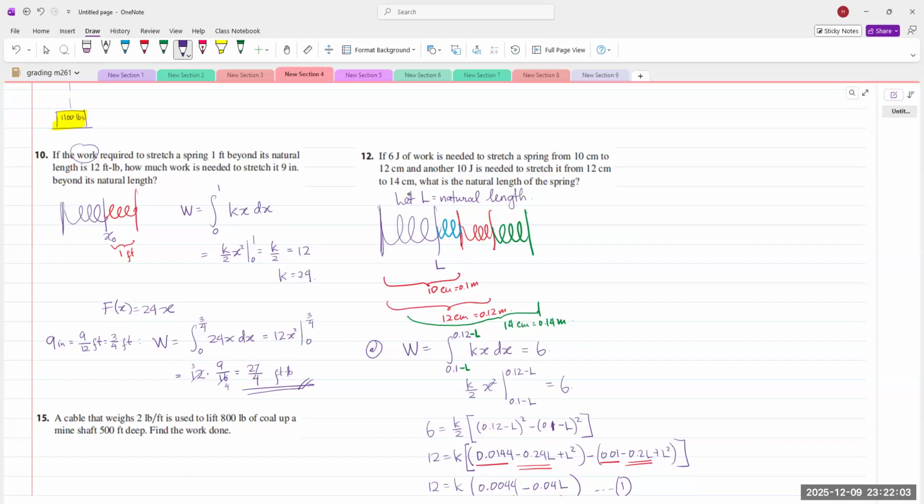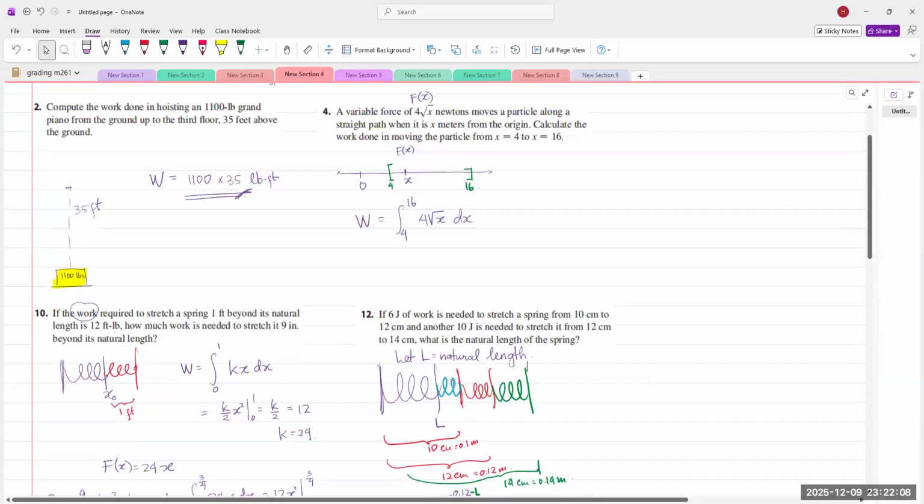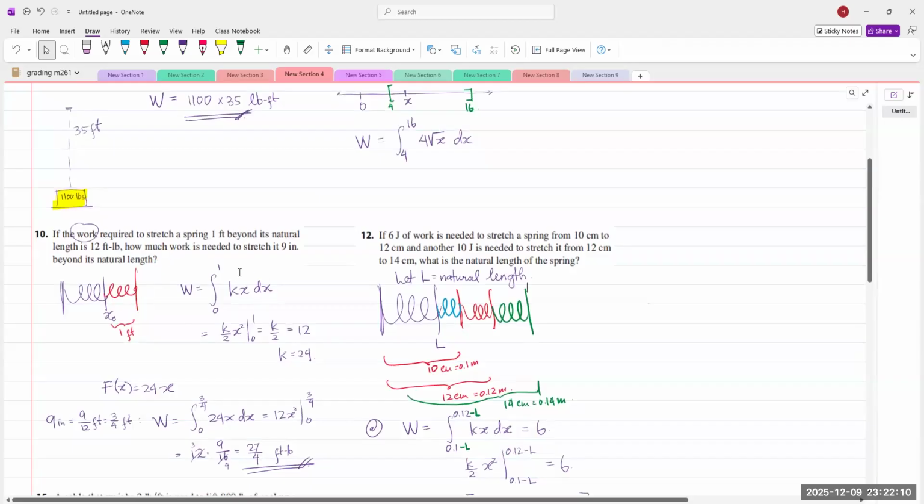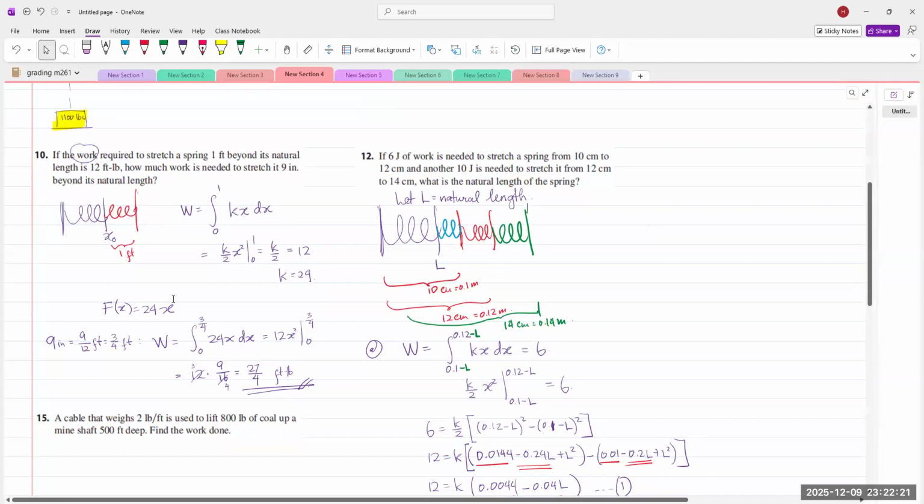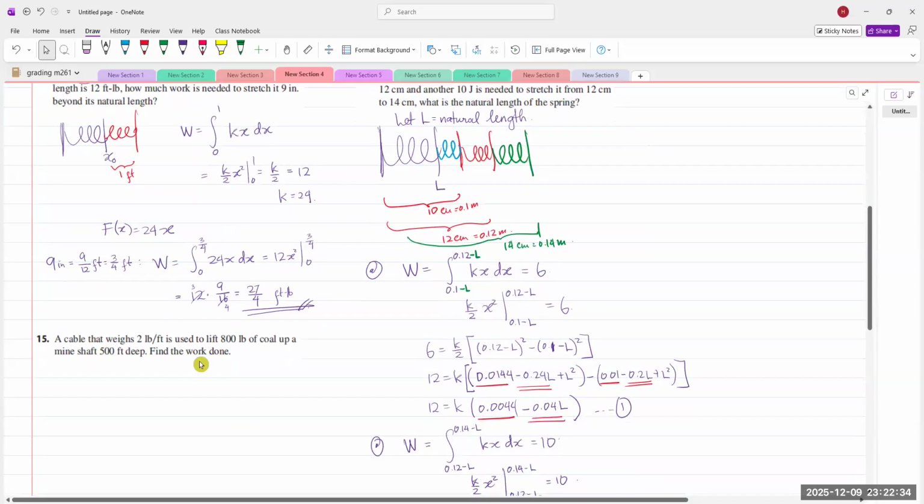I think this question is a bit more complicated. The type of question we have maybe like number 10. Basically, you need to find the spring constant, or spring coefficient, as other textbooks call it, and then use that spring coefficient to generate the force function, to compute the work in other cases. Number 15.